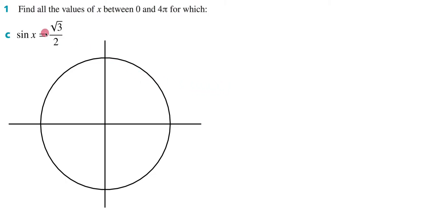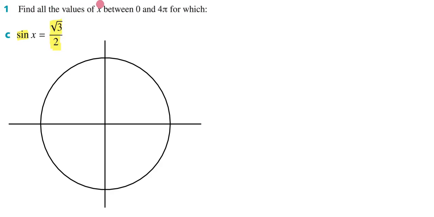Okay, so we are now doing question 1c in exercise 14h, which is asking us to find all the values of x between 0 and 4 pi for which sine of x equals the square root of 3 over 2. The very first thing that I'm going to do is look at my unit circle and realize that I'm looking at sine. And sine means that I'm looking at values on my y-axis. And I'm looking for where I'm going to get the square root of 3 over 2.